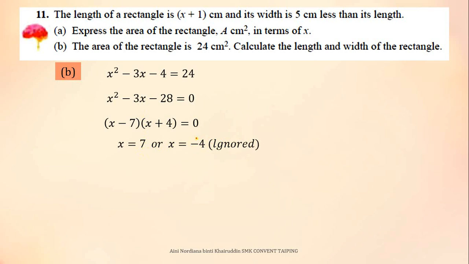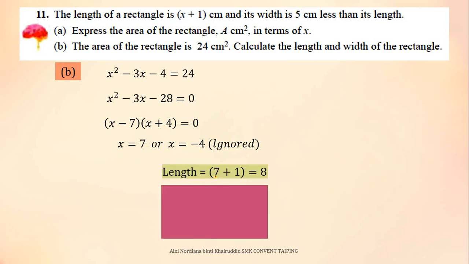Length cannot be a negative number, so we ignore the negative number here. So x is 7. Then we substitute back the value of x into our rectangle. So just now the length is x plus 1. So now x substituted with 7, plus 1, is 8. For the width, just now it is x minus 4. So 7 minus 4 is equal to 3. So this is the answer for the length and the width.